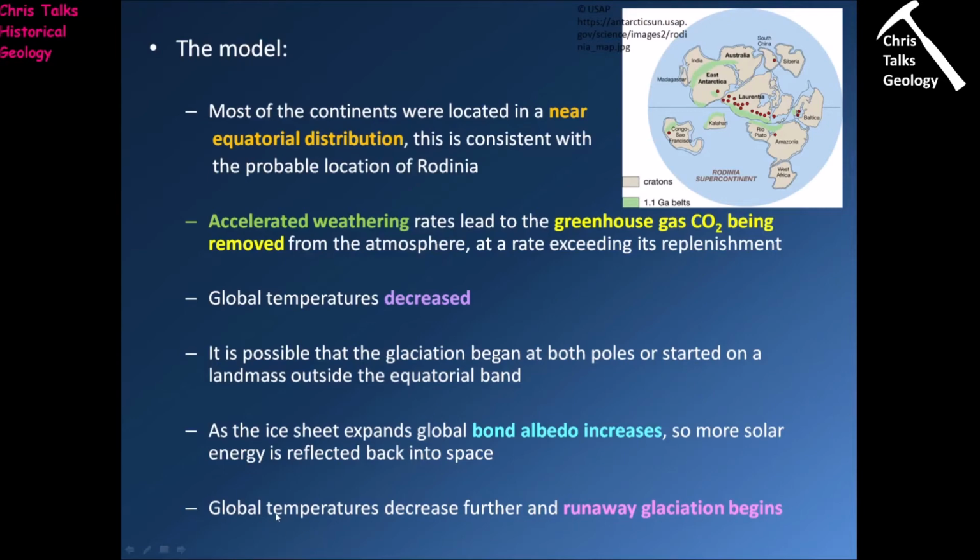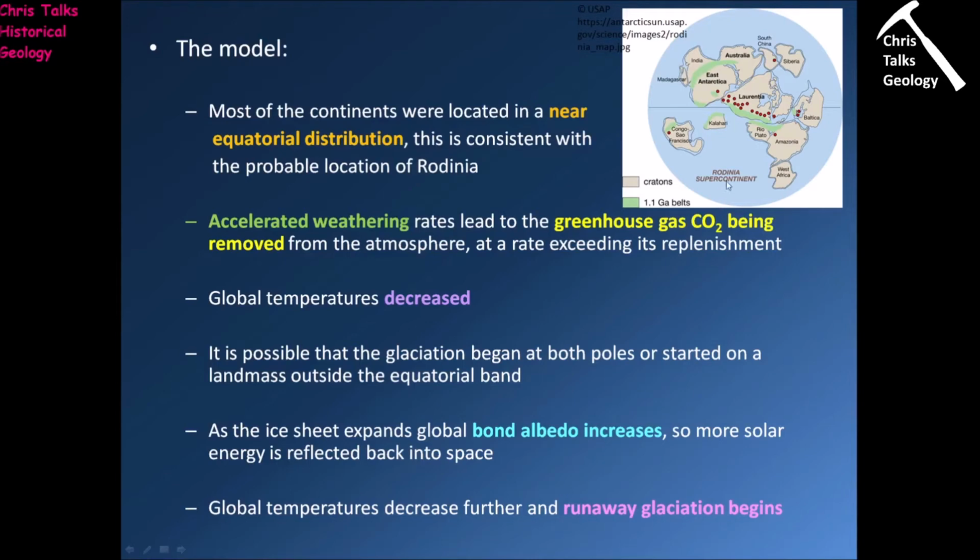So this combination of an increasing bond albedo, because the surface of the Earth is getting lighter as it gets covered with more ice, and decreasing carbon dioxide levels, which leads to a decreased greenhouse effect, is going to cause global temperatures to decrease quite rapidly, and it's going to eventually lead to what's referred to as a runaway glaciation.